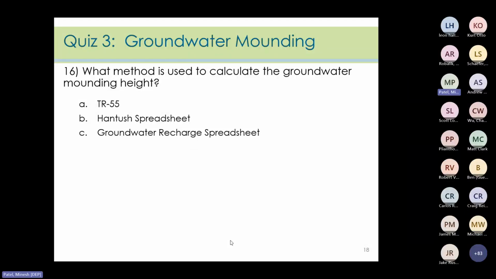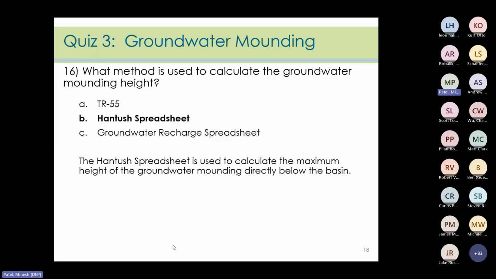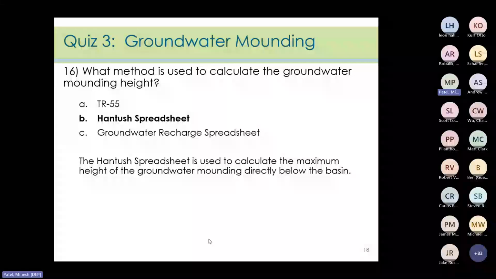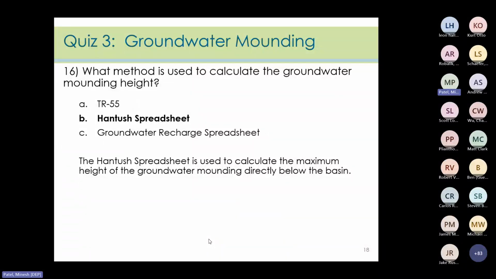Question 16, what method is used to calculate the groundwater mounding height? And the answer here is B, the Hantush spreadsheet. So the Hantush spreadsheet is used to calculate the maximum height of the groundwater mounding that's directly below the basin.